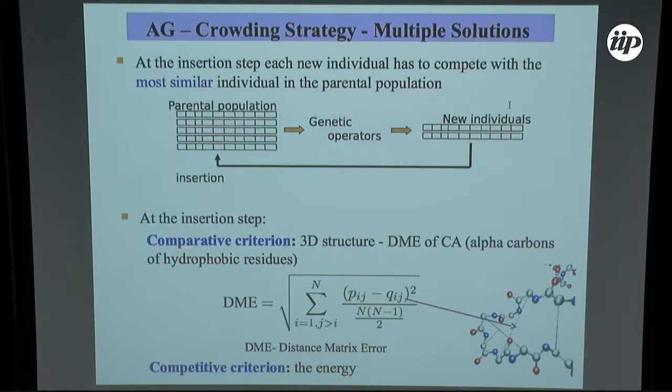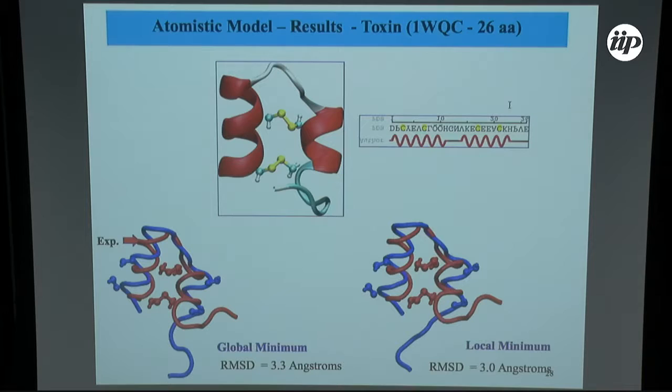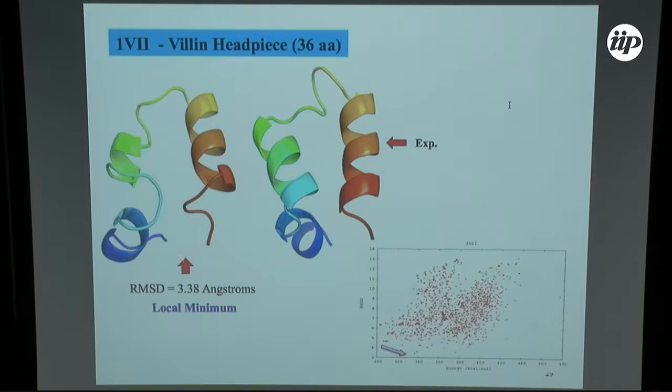And here we have some results. Here is a good result, where the global minimum is close to the native one, 3.3 angstroms. It's what we want, the native protein structure in the same global minimum. But here we have another result, a more usual result, where the best structure close to the native one is not the global one, but a local one.